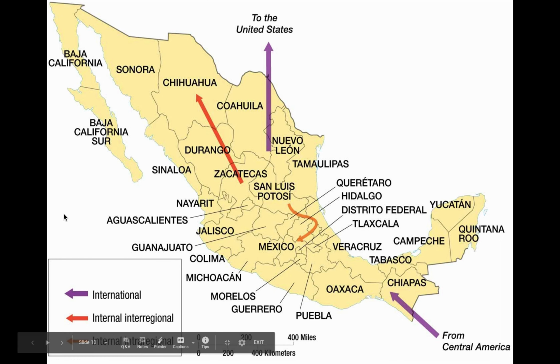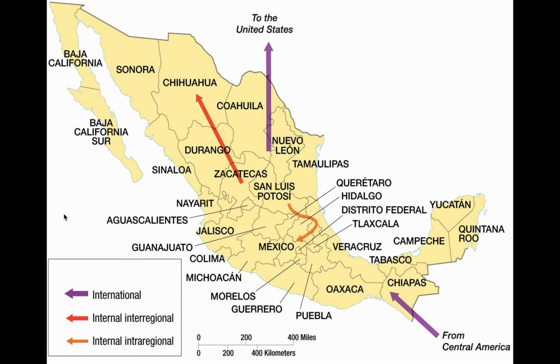We can look at this map of Mexico and the states within Mexico. We can see international, and the Nuevo León is the northern state next to Coahuila, and they would be internationally migrating into the United States. Meanwhile, to the south, you have Central Americans migrating into the state of Chiapas in Mexico. That would be international migration, moving between countries. Interregional migration, that's moving between regions, so moving between states.